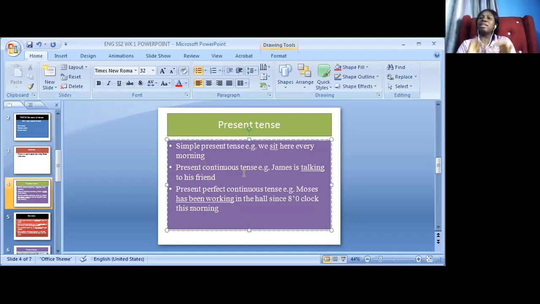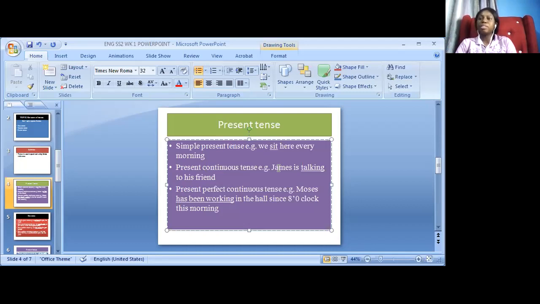It shows that the action we're talking about is still going on. The action that we are talking about is still going on as at the time that we are talking. Present continuous tense. All right, for example, James is talking to his friend.